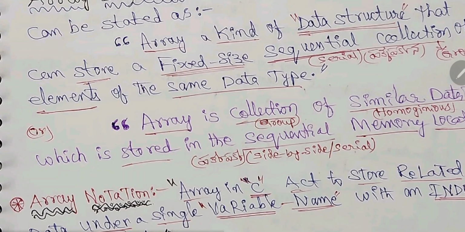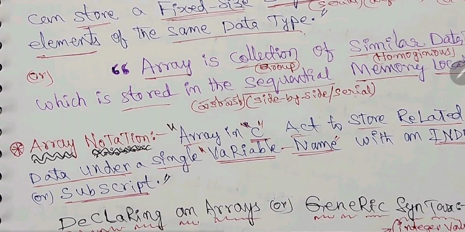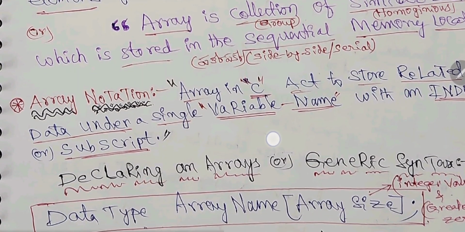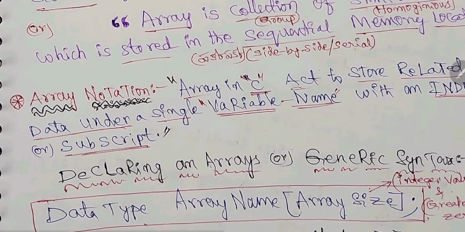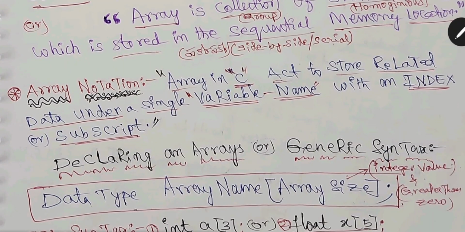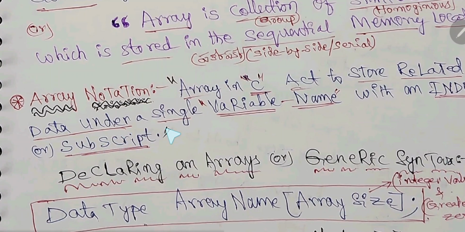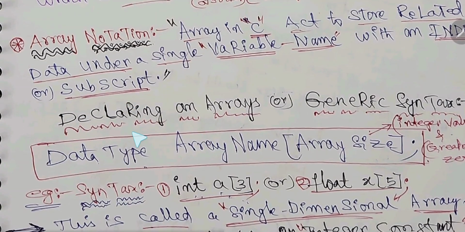This is one of the very important questions. Array: you may get a short marks question or an essay marks question. If you get an essay marks question, you need to write all the array types, one dimensional array, two dimensional array, all of them. Array notation: an array in C stores related data under a single variable name with an index or subscript. This I will show you in the example.